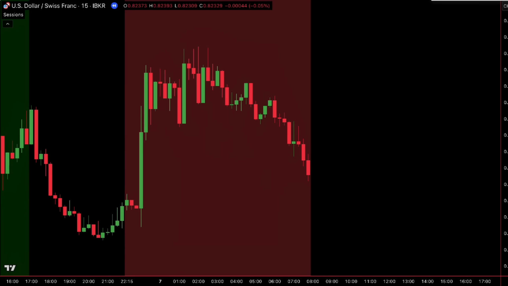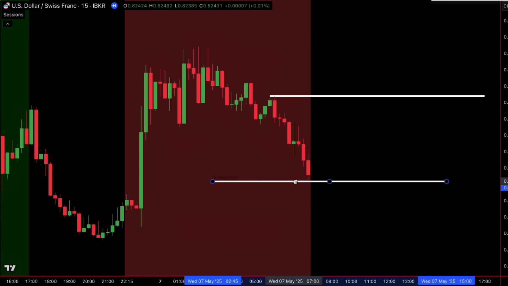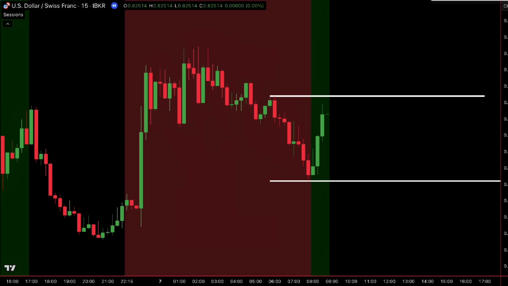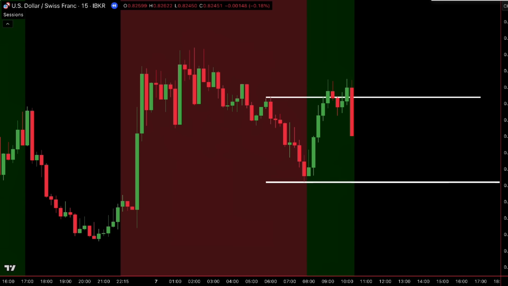Let's move to another example using the US dollar against the Swiss franc 15-minute chart. First, we mark the most recent high and low of the Asian session. That gives us our accumulation phase, the zone where retail orders are building up. Now, let's see what happens when London opens. As you can see, price spikes above the recent high, then immediately closes strongly back below it.